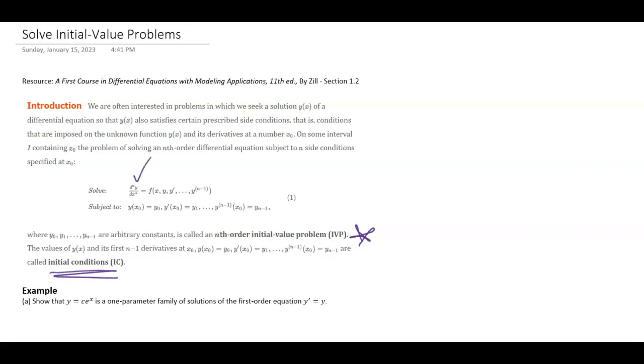Now, whatever nth order derivative you are in, you can only do this if you know the values up to the n minus 1th derivative. For example, if you have y double prime, a second order equation, then to solve this completely, you need to know both the y value at whatever initial value you're looking at and the y prime value there.